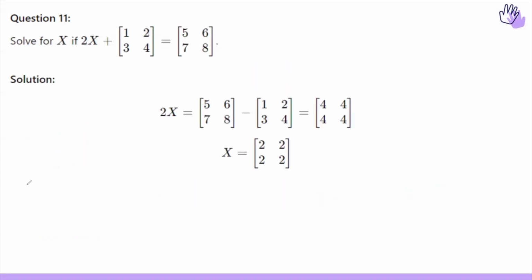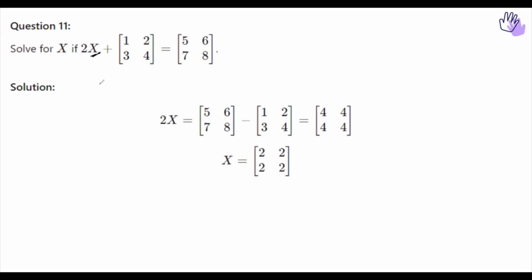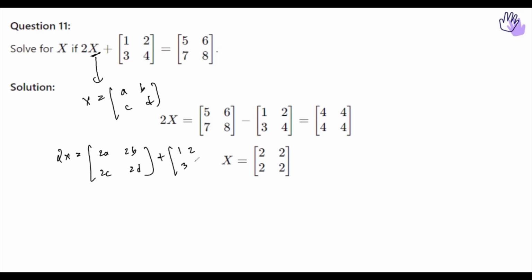Coming to the next question. Solve for X if 2X plus [1 2; 3 4] equals [5 6; 7 8]. So you need to find the matrix X. Let us assume X is a matrix having A, B, C, D as its elements. So 2X will be 2A, 2B, 2C, 2D, right? And now you're adding this matrix with 1, 2, 3, 4. If I add two matrices, the corresponding elements will be added.